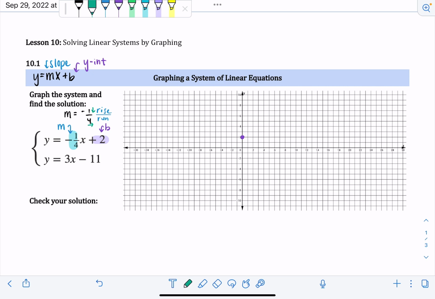Since my rise is down 1, from my initial point, I'm going to go down 1. And then my run is 4, so I'd go right 1, 2, 3, 4, and put a second point there. Those 2 points are enough. I can connect them now and have my straight line.